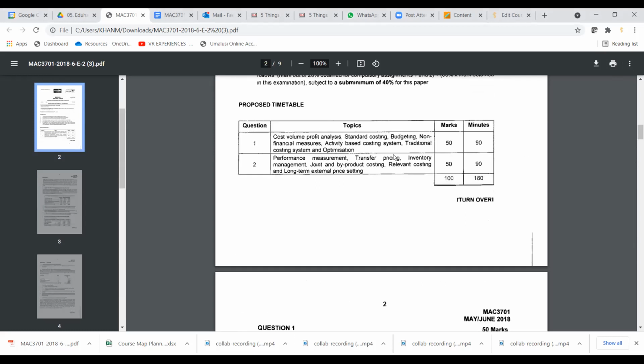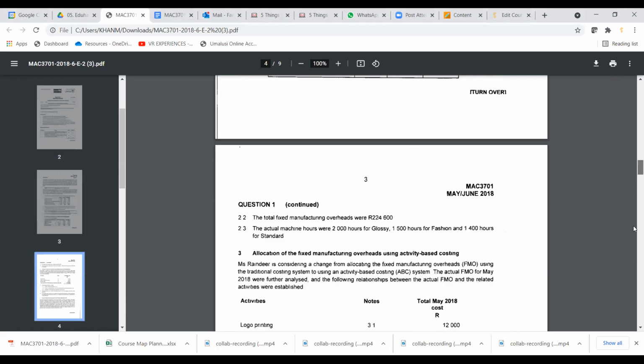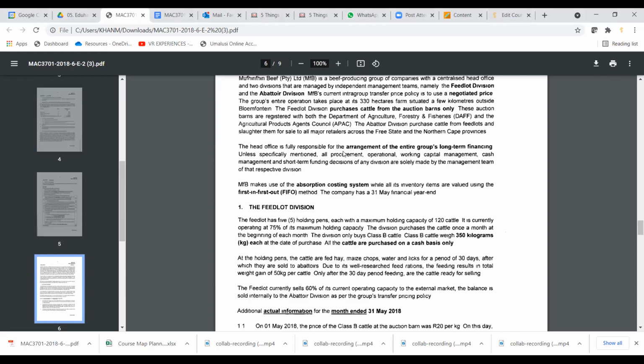Okay, there's performance management and transfer pricing. We will use the same question for performance management and transfer pricing. This sentence over here will play a significant role in performance management. They say unless specifically mentioned, all procurement, operational, working capital management, cash management, and short-term funding decisions of any division are solely made by the management team of that respective division. So this whole paragraph plays a significant role in performance management, but I'll explain that when we get there.